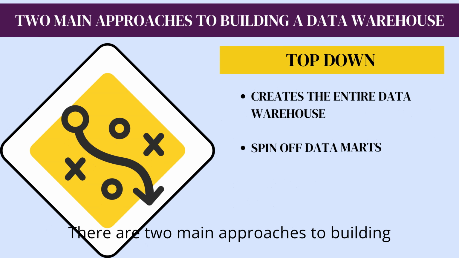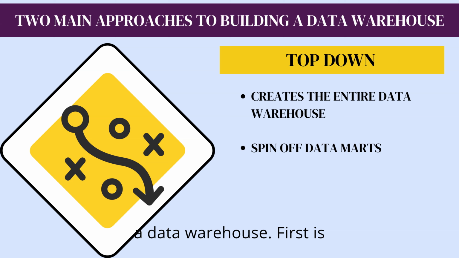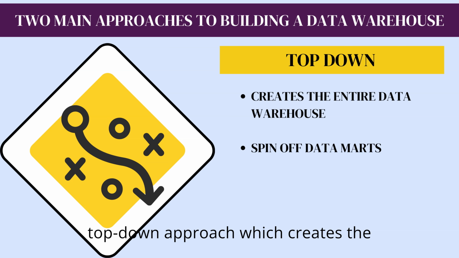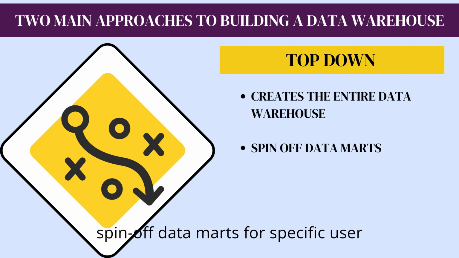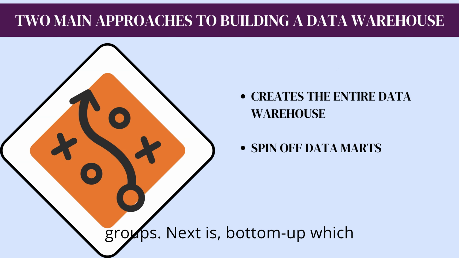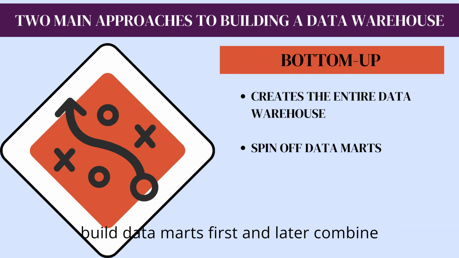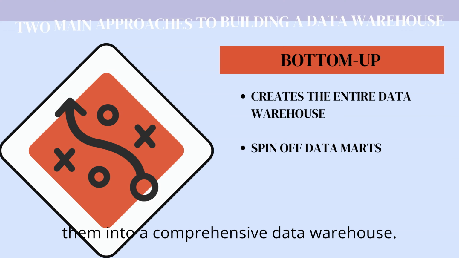There are two main approaches to building a data warehouse. First is the top-down approach, which creates the entire data warehouse first, and then spins off data marts for specific user groups. Next is bottom-up, which builds data marts first and later combines them into a comprehensive data warehouse.